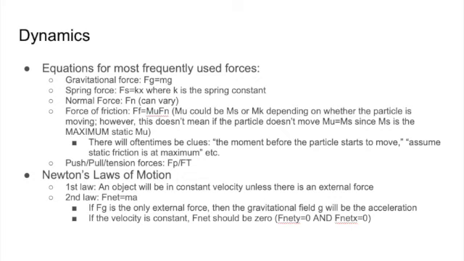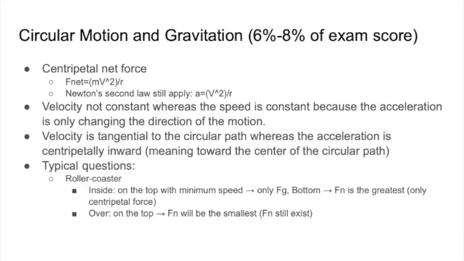So from these 2 laws of motion, if Fg is the only external force, then the gravitational field g will be the acceleration, since mg equals ma, thus a has to be equal to g. And then from the first law of motion, if the velocity is constant, then F net should be 0. The third unit is circular motion and gravitation.